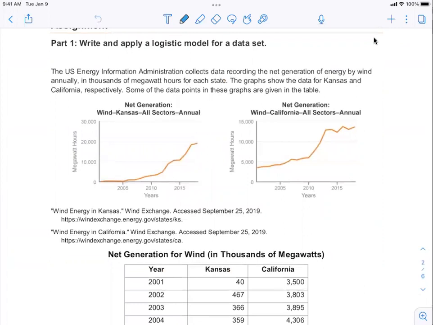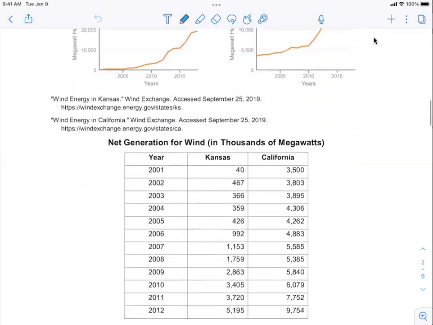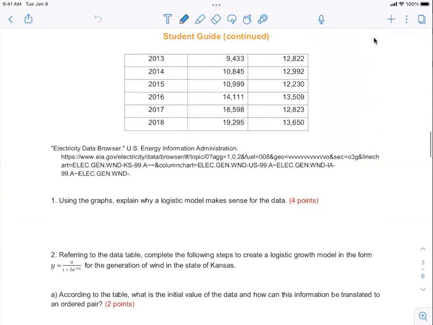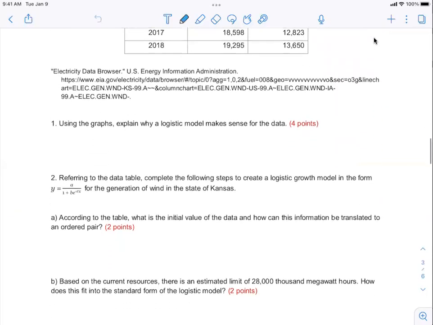The U.S. Energy Information Administration collects data recording the net generation of energy by wind annually, in thousands of megawatt hours, for each state. The graphs show the data for Kansas and California respectively. Some of the data points in these graphs are given in the table. Here's our table. Using the graphs, explain why a logistic model makes sense for this.